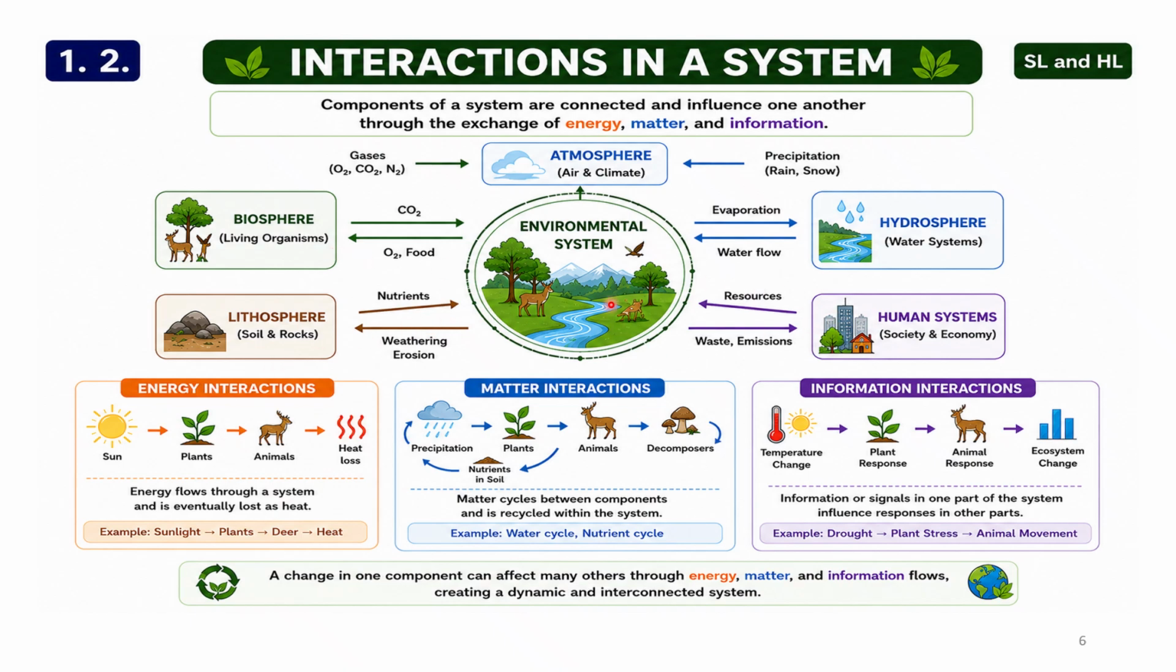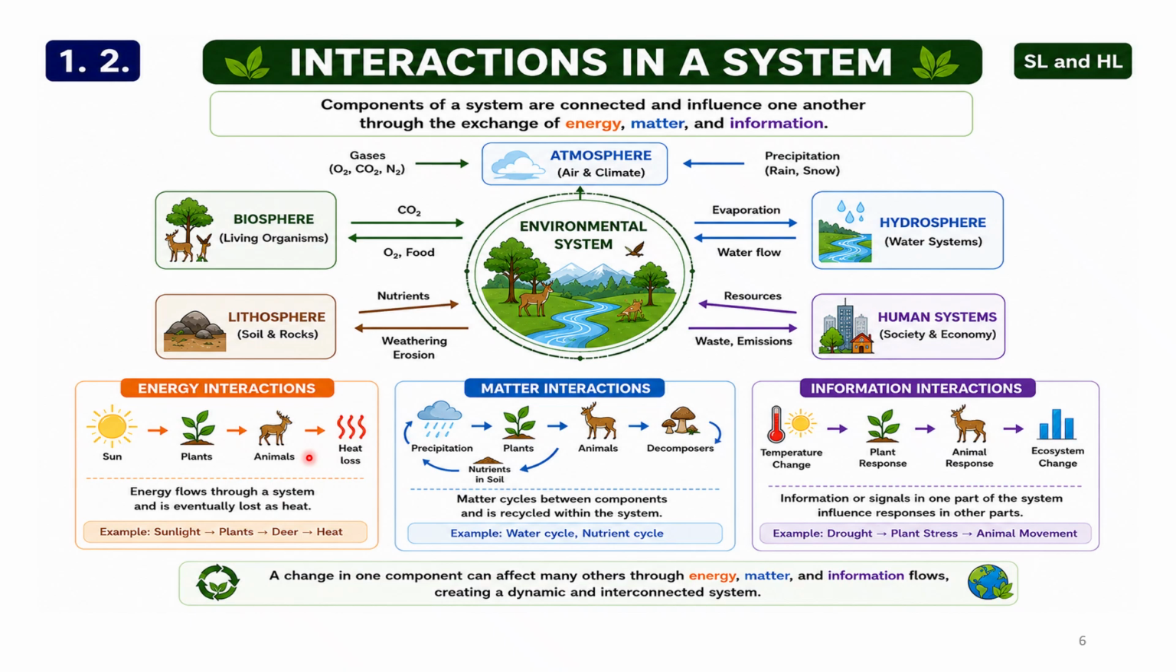For example, the atmosphere exchanges gases such as oxygen, carbon dioxide, and nitrogen with living organisms. The hydrosphere interacts through evaporation, precipitation, and water movement. The lithosphere supplies nutrients through weathering and erosion, while human systems provide resources but also generate waste and emissions that influence environmental conditions.